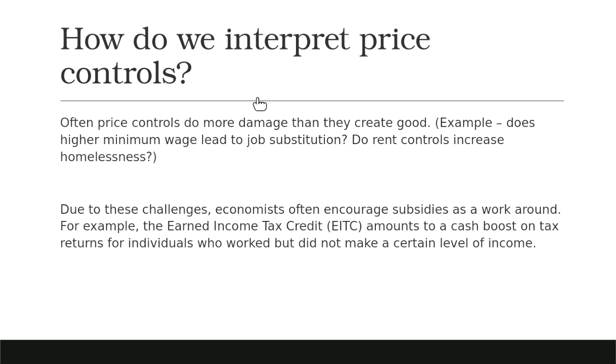Our example is we're considering a higher minimum wage. Does that lead to job substitution? Do we create more automated jobs? Do rent controls increase homelessness? It attracts more people to move into these cities, but are they able to actually find affordable housing, or is housing impossible to find? For example, in New York City, there's almost an illegal black market now, and that's the only way to find an apartment. Due to these challenges, economists often encourage subsidies as a workaround.